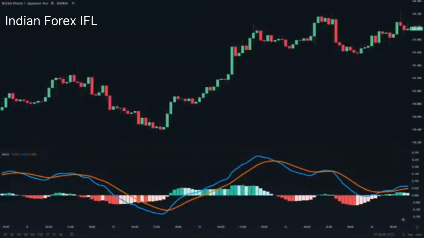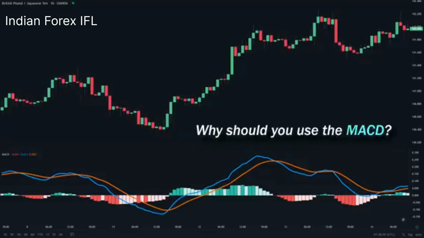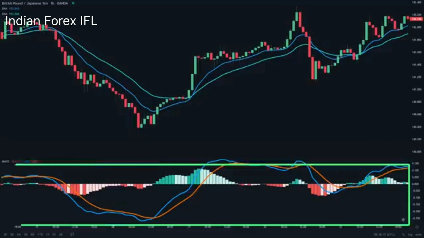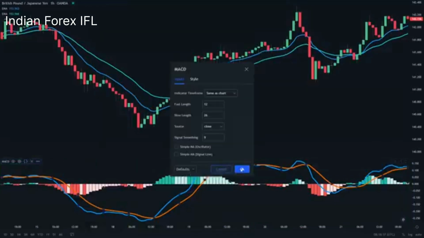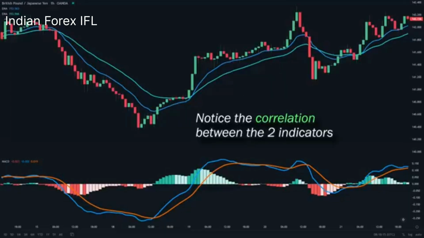Now, we've already established that the MACD is based on moving averages, and so the question is, why should you use the MACD and not the moving average? Well, let me give you a quick comparison. Here we have the MACD that is set to the default 12 and 26. And over here, we also have two exponential moving averages which are set to the same values as the MACD, which are 12 and 26. Notice the correlation between the two indicators.